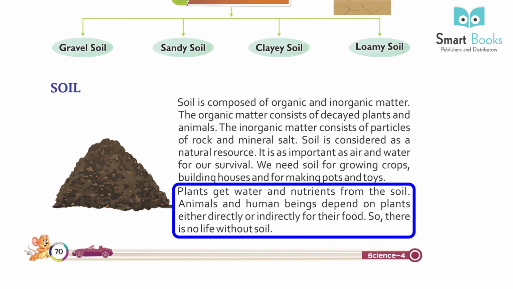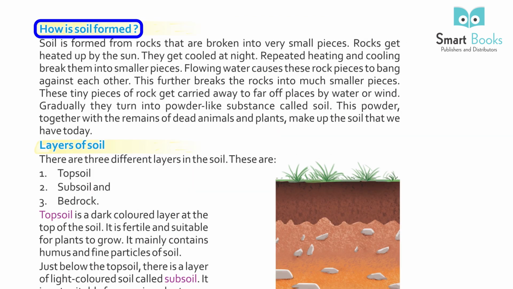Plants get water and nutrients from the soil. Animals and human beings depend on plants either directly or indirectly for their food, so there is no life without soil.